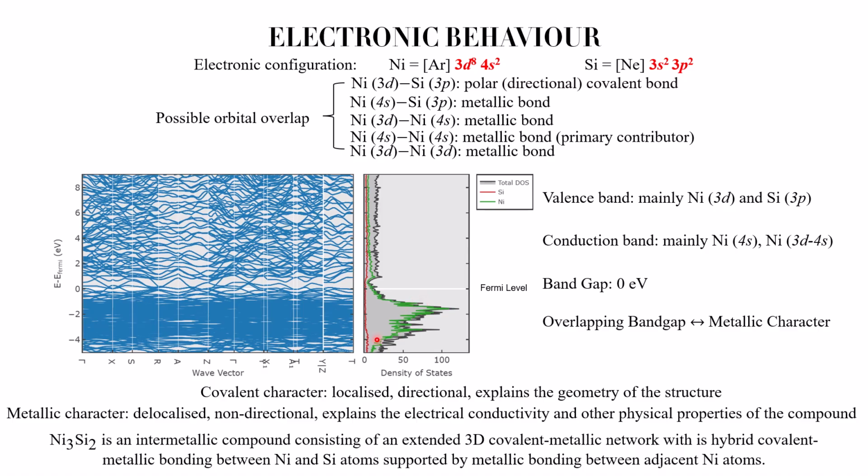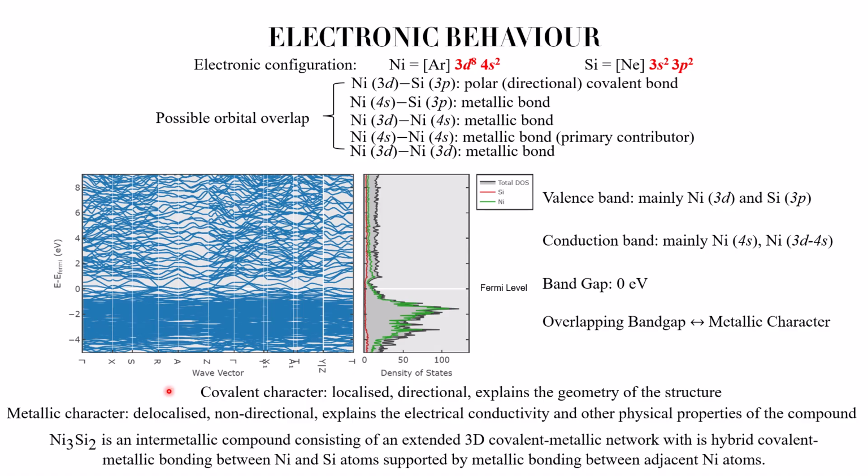We also see the bands across the Fermi level being partially filled, due to the nickel 4s state and also the 3d-4s hybrid state. This means that the nickel 4s orbital is highly delocalized with a wide bandwidth, which leads to a band gap of 0 electron volts. This overlapping band means that Ni3Si2 has a metallic character.